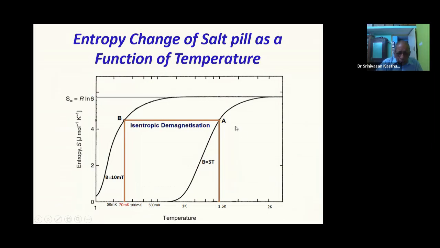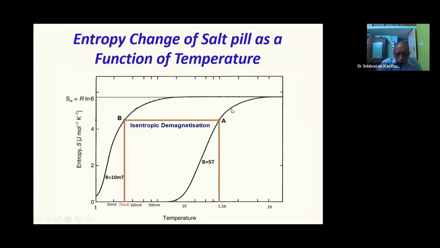Now, what we are doing is, for example, in two different conditions. The first condition is the magnetization to 5 Tesla. That means 50,000 Gauss. And in the other case, 1 Tesla is 10,000 Gauss, so 5 Tesla will be 50,000 Gauss. And this is the first case.